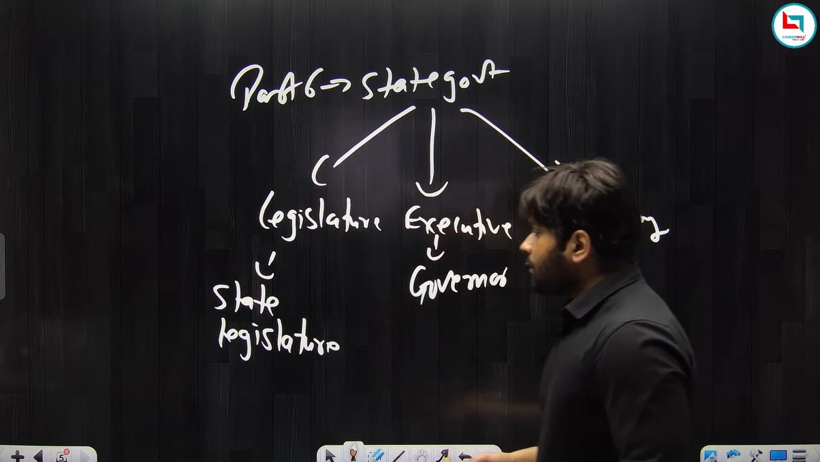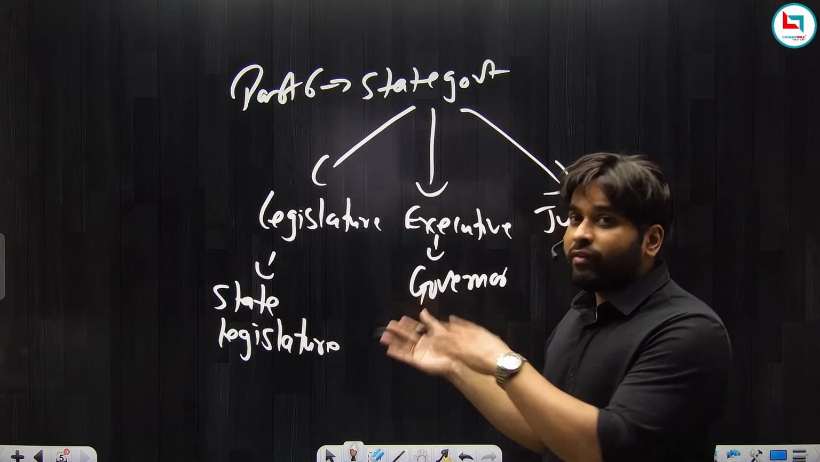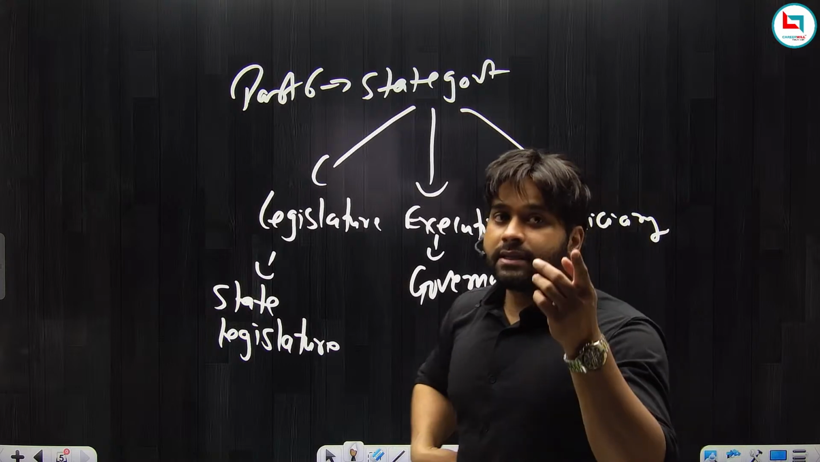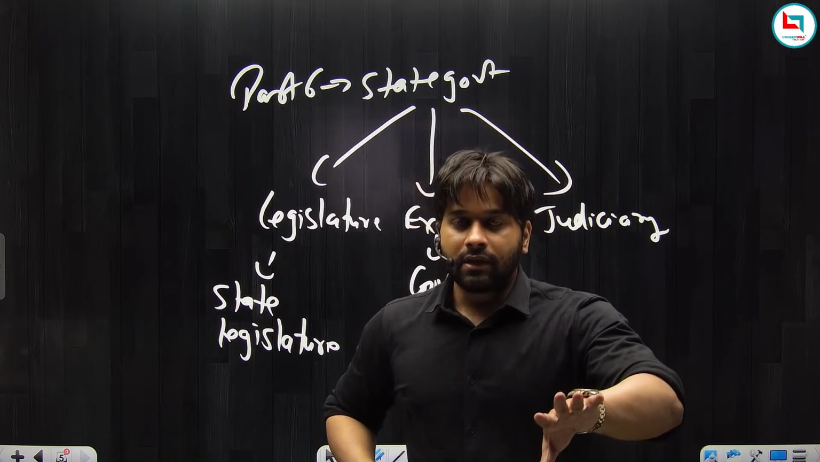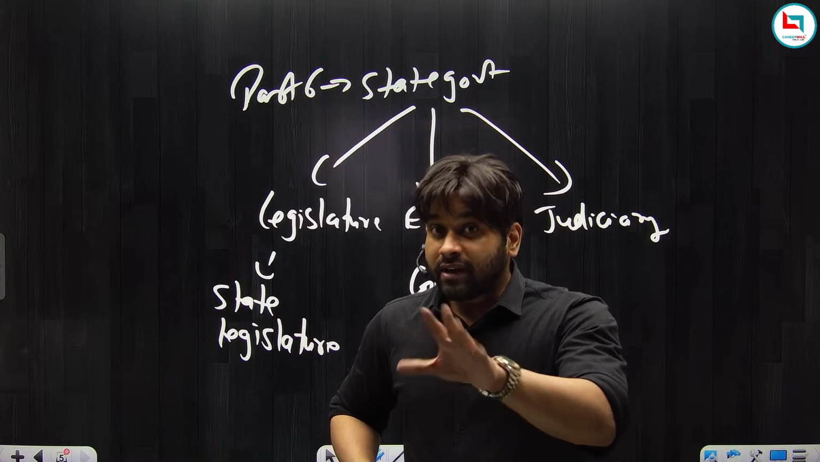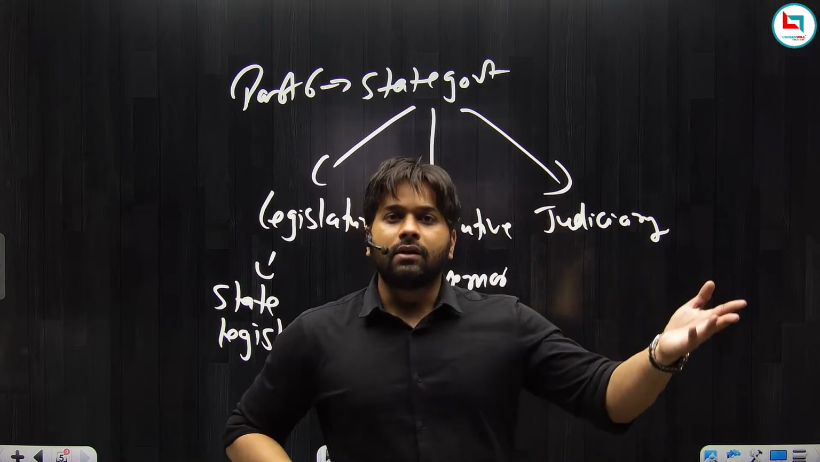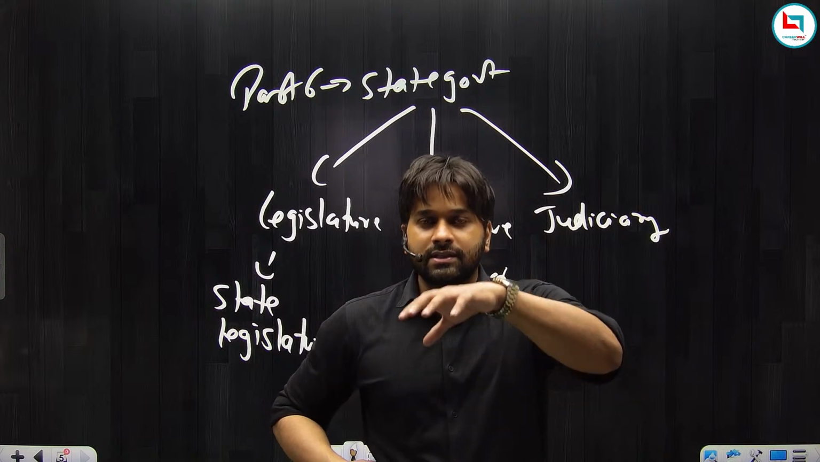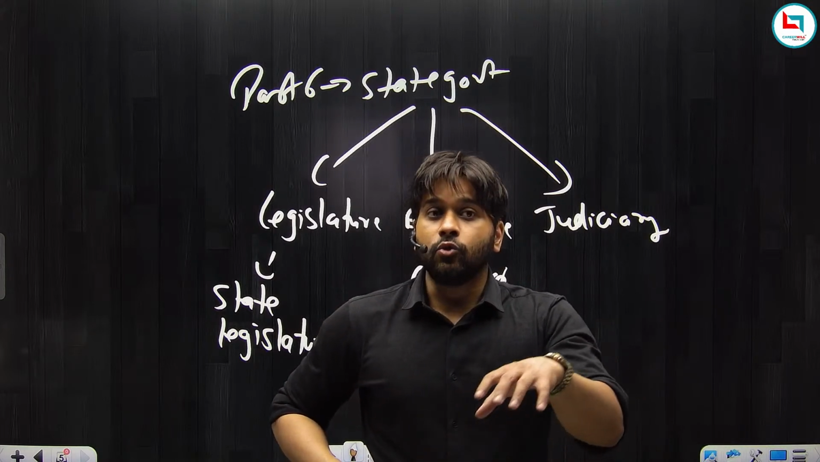Okay. So in the executive, Governor, after Governor, there is no Vice Governor. See, there is President, then there is Vice President. But in case of a state, there is no Vice Governor. Yes, you must have heard of Lieutenant Governor. But Lieutenant Governor is similar to Governor. The difference is the Governor is in the state, whereas the Lieutenant Governor is in the Union Territory.